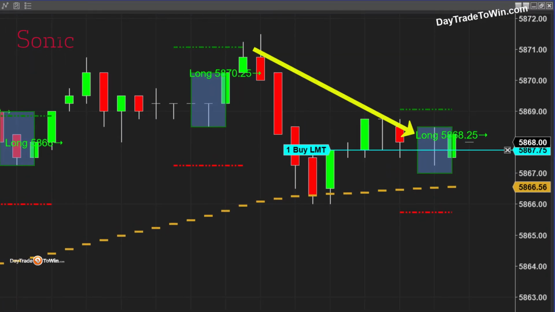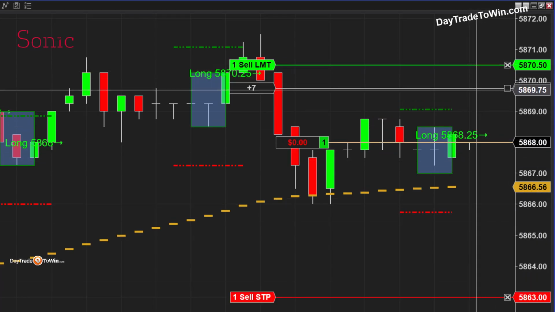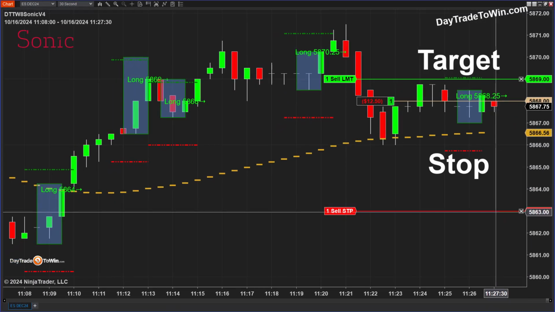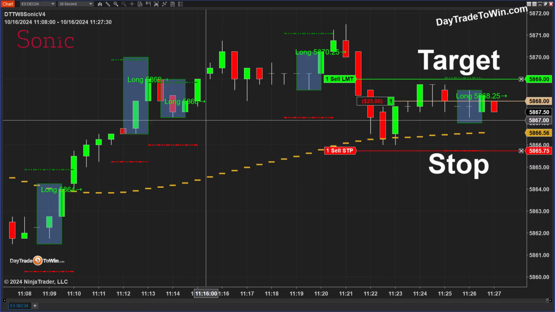We've had a few long signals prior to it, and basically what we're doing is following what the software is telling us. It says to go long at 58.68 quarter, and then I adjust the target and the stop based on where the system is telling me to place them.